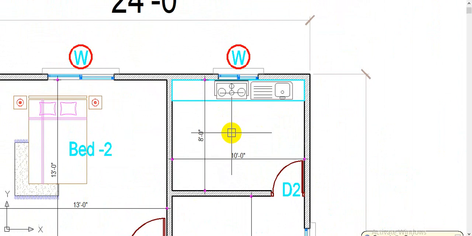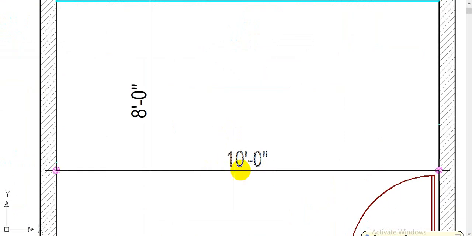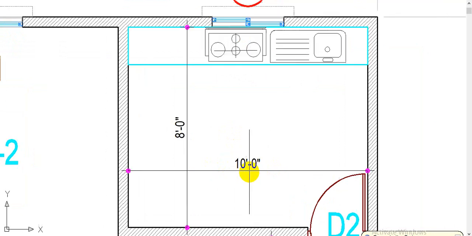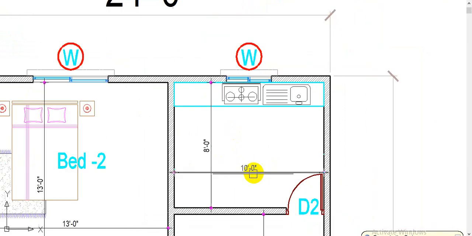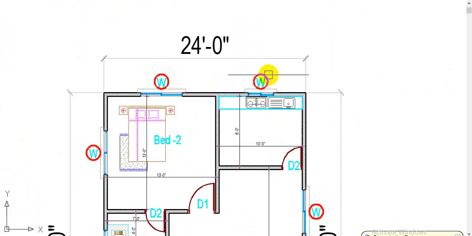This is our kitchen space. In this kitchen space we have this direction 10 feet and this direction 8 feet. Overall our kitchen space measurement is 10 feet by 8 feet. This 10 feet by 8 feet kitchen space has one window. This is our window.